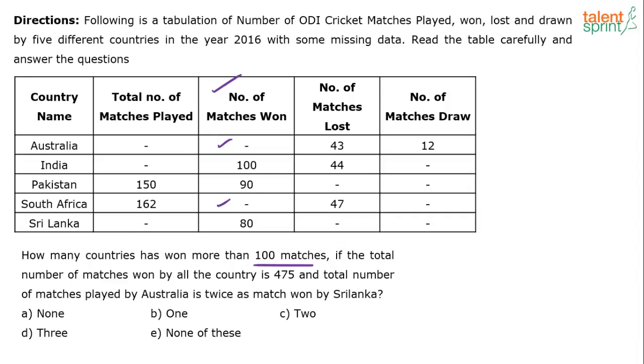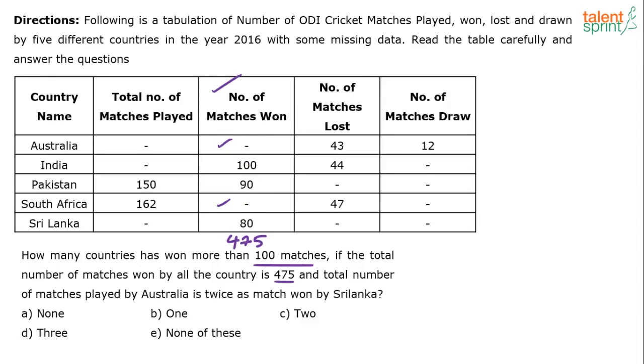Now, how do we get the data? Look at the clue given to us. He says the total number of matches won by all the countries is 475. So the column total here is going to be 475. This is 475, right? Total for all these 5 countries here. But that again doesn't really help us because 2 of the values are missing, right? Sum of the 5 values here has to be 475, of which 2 are unknown, right?